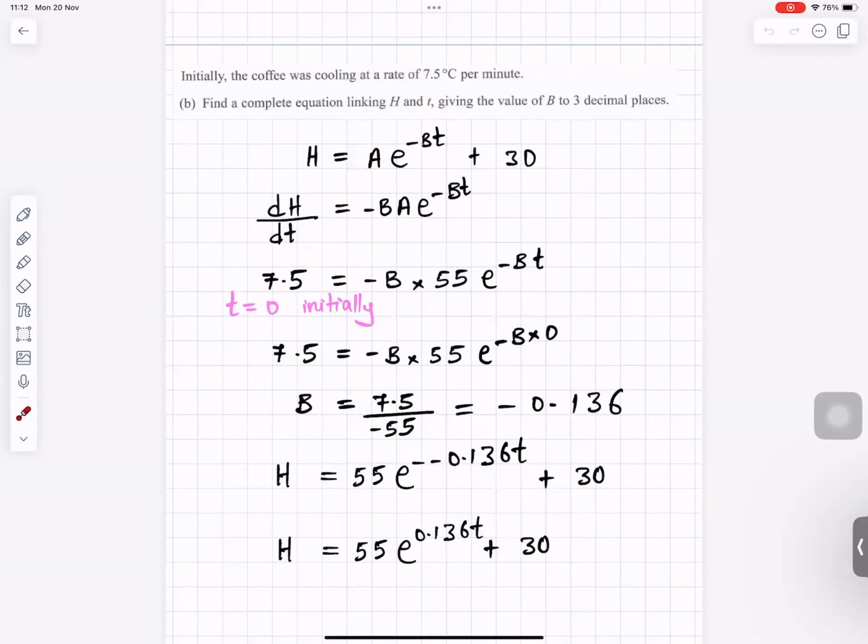And minus b times A is 55, b e to the minus bt. So since time is 0, we multiply the e to the minus b times 0. So rearrange it to get b. b is 7.5 divided by minus 55, minus 0.136. So you can write your equation as 55 e to the minus and minus there will come a plus. Be careful with that. So that's the equation for H.